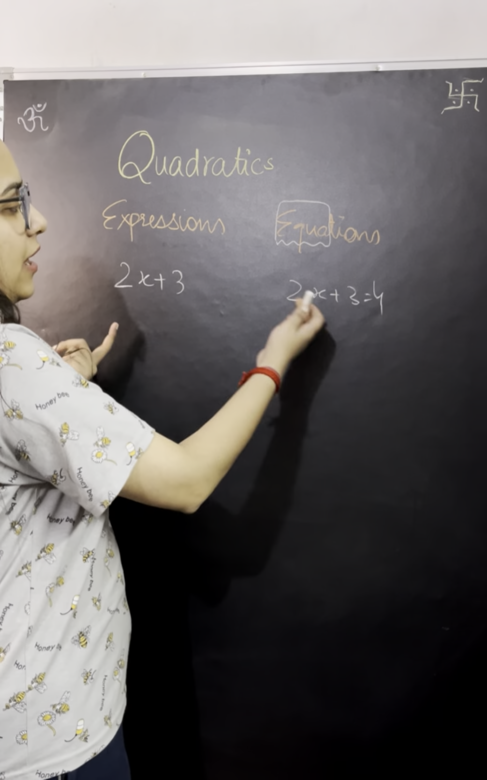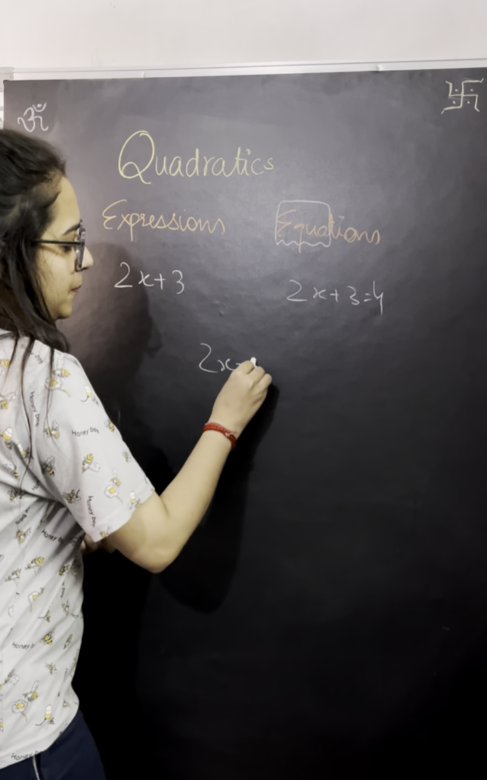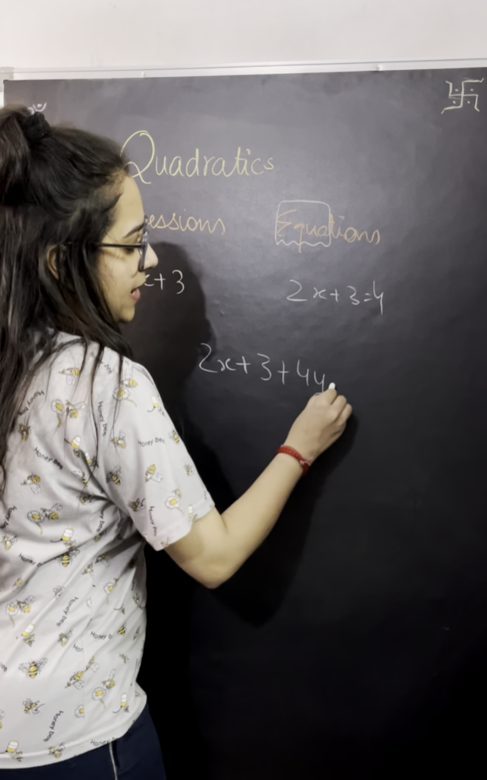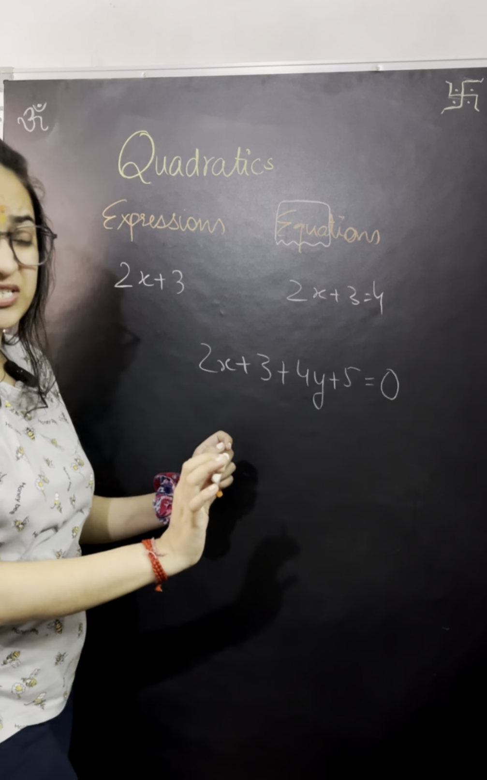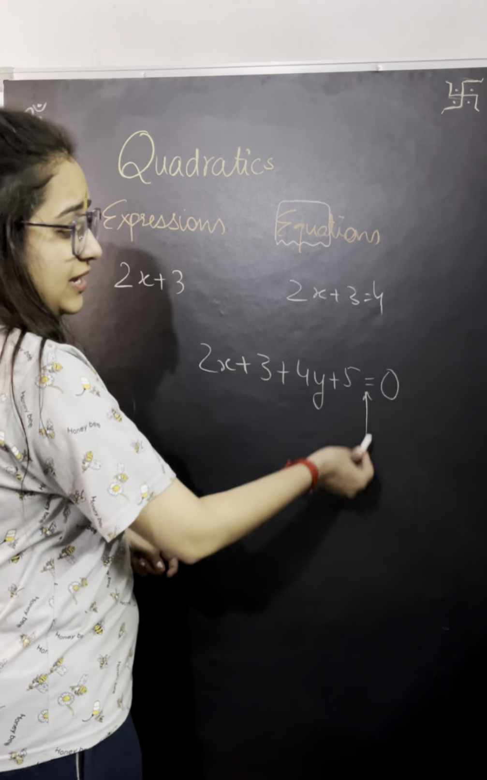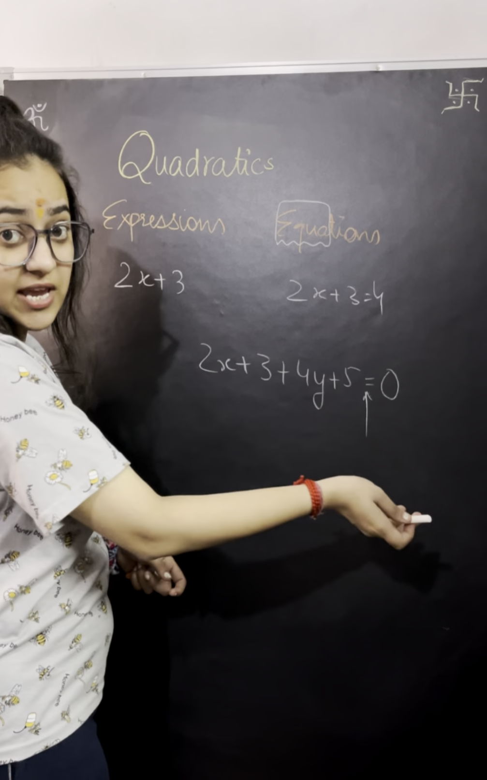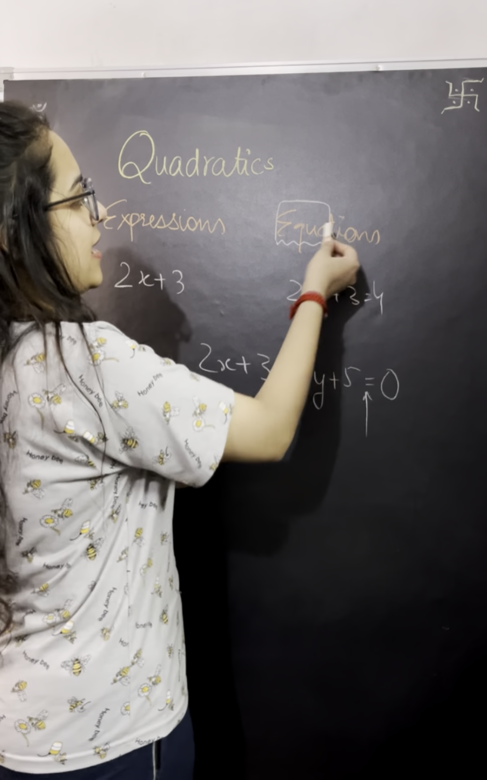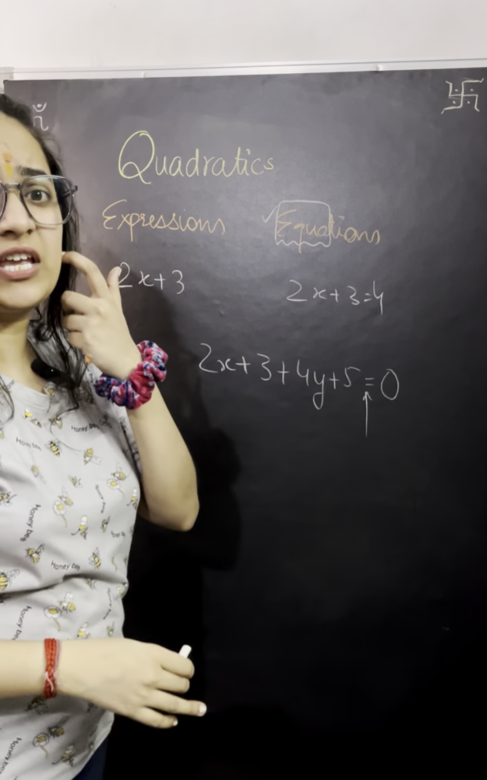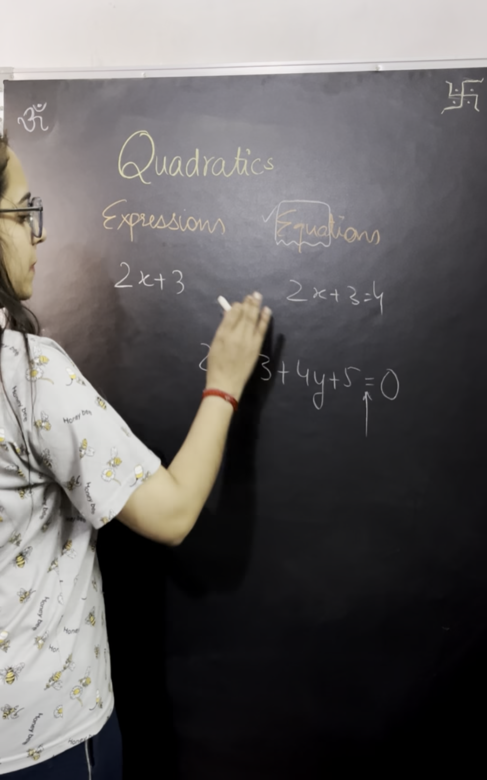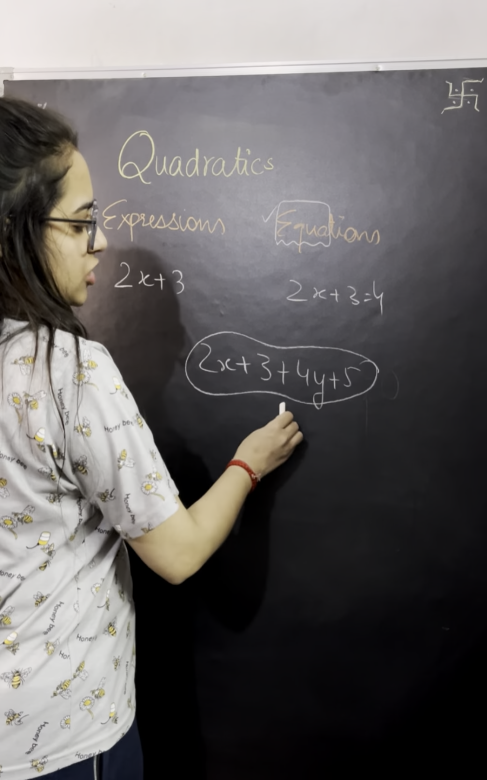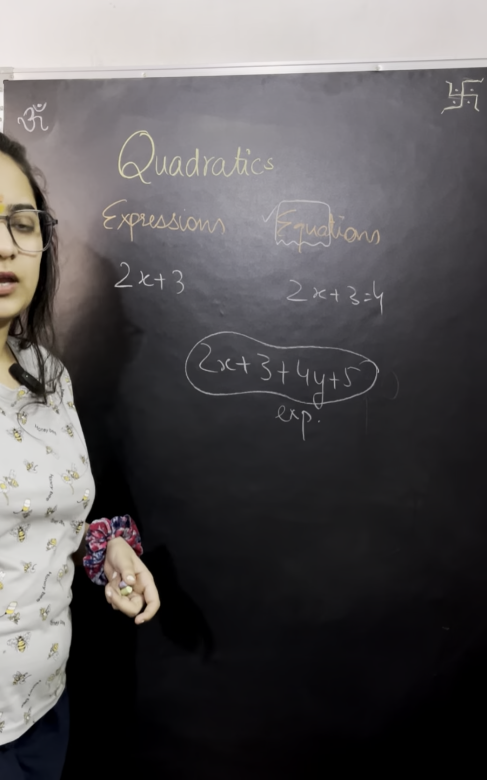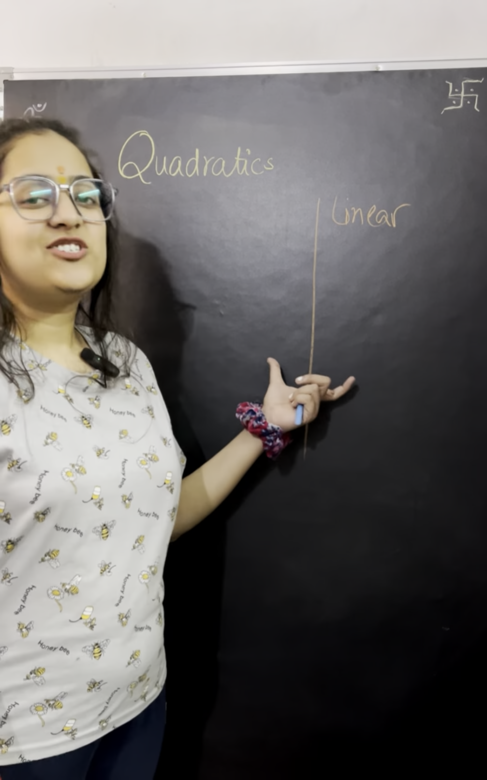If I ask, 2x plus 3 plus 4y plus 5 is equal to 0, what is this? You just have to look at the equal sign. Does this thing have an equal sign? Yes, so it's an equation. Without overthinking, it's an equation. That's it. What would be the expression if this was not here and just this part is an expression? Understandable?